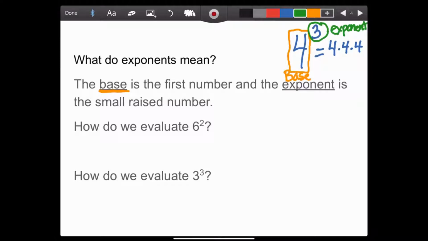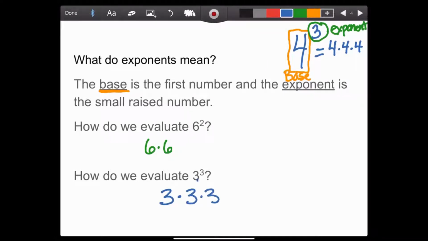So how do we evaluate 6 squared? Well, 6 squared is just 6 times 6 times 6 times... Ooh, no, I lied. How many of you found that out? It's just 6 times 6. I was getting carried away. Okay. And then how do we evaluate 3 cubed? So that'd be 3 times 3 times 3.